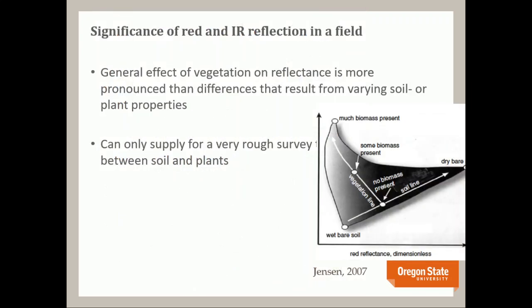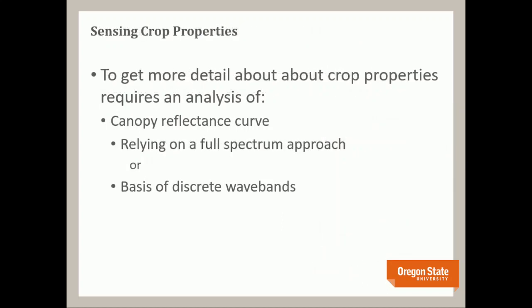Significance of red and infrared reflection in a field. The general effect of vegetation on reflectance is more pronounced than differences that result from varying the soil or plant properties. It can only supply a very rough survey between soil and plants. Sensing crop properties: to get more detail about crop properties requires an analysis of the canopy reflectance curve, relying on a full spectrum approach or on the basis of discrete wave bands.